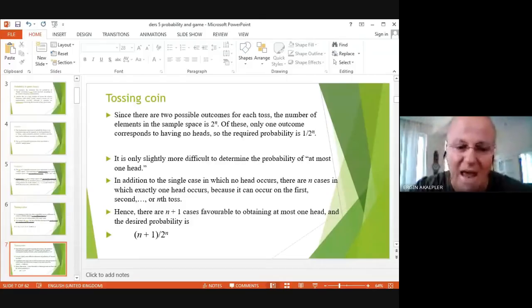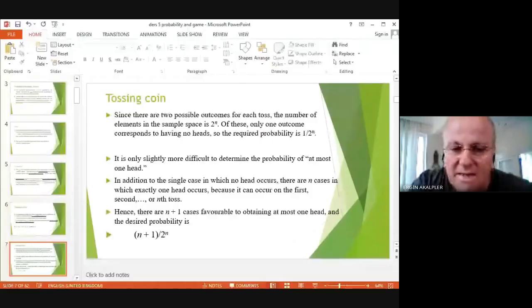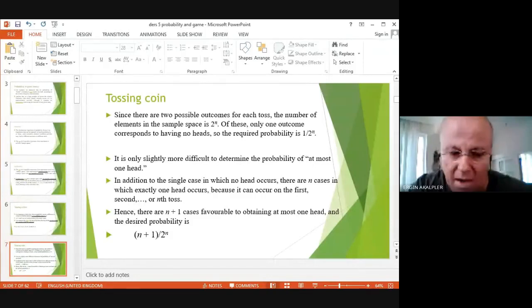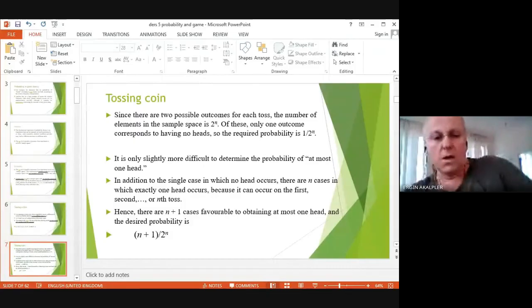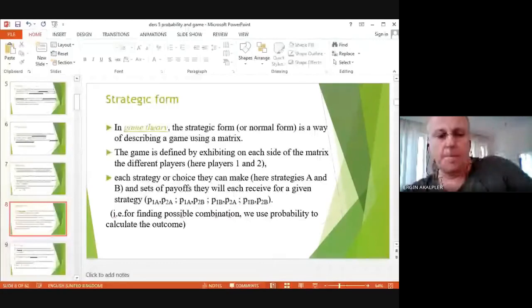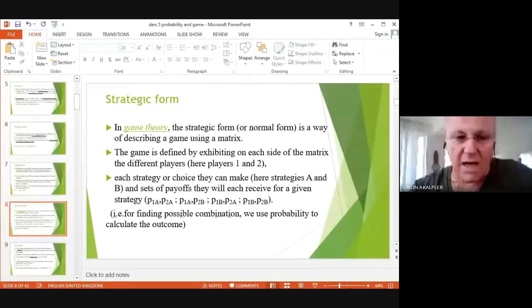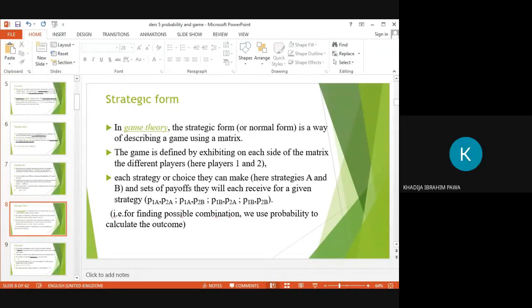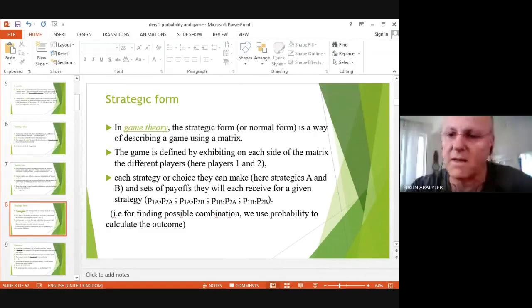It goes like this: we have n tosses in which we are tossing this coin. Hence, there are n plus 1 cases favorable to obtaining at most one head, and the desired probability is (n+1) over 2 to the power of n. This gives you the probability calculation, or option. In the strategic form, when we put this into the direction of the game, of course, it is the most important part, as you are understanding, to estimate and determine.